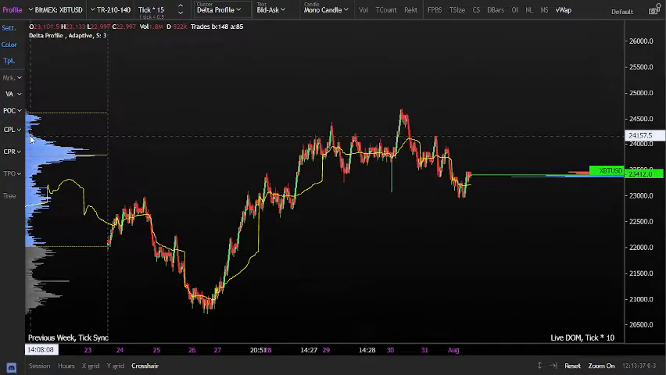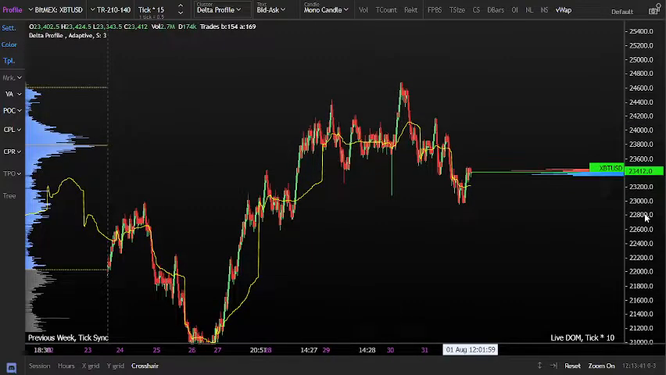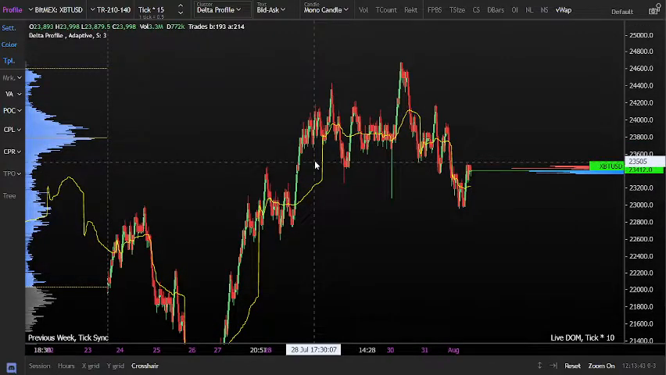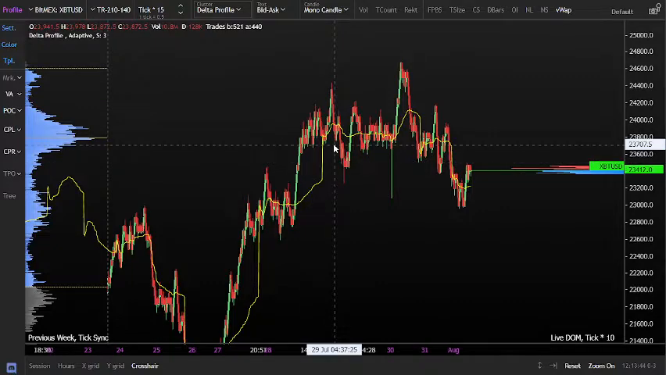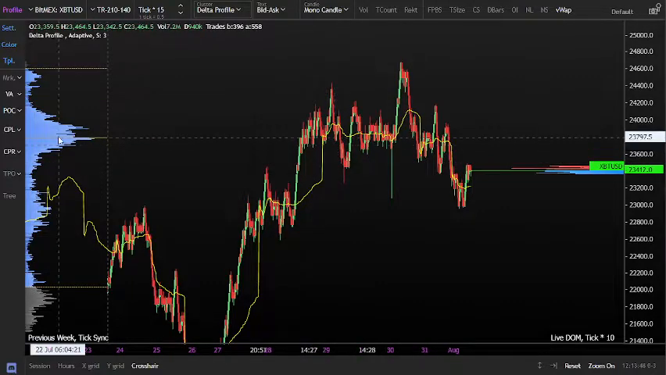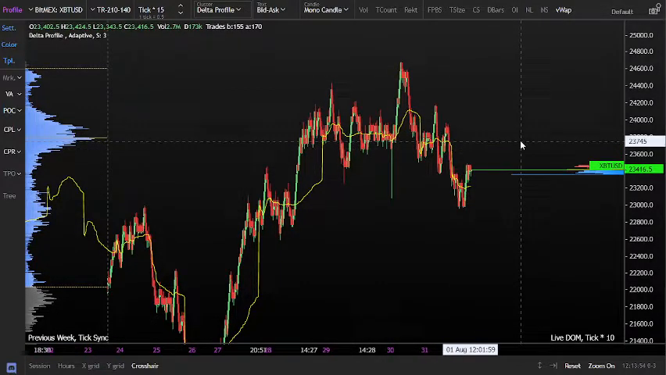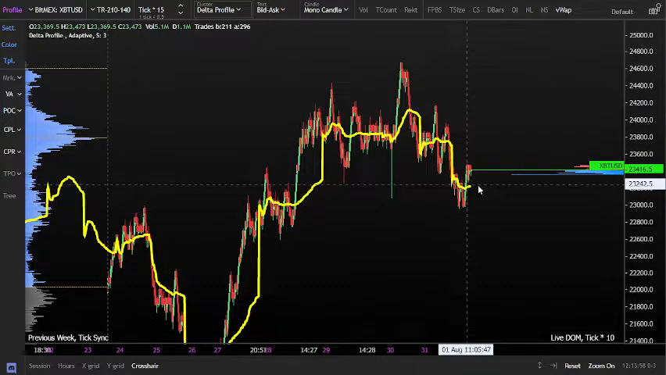So essentially, I managed to wake up an hour or so ago, and I immediately saw this. This is the previous week volume profile. This is the point of control located at around 23,800. Price is 23,400. We have a difference here.